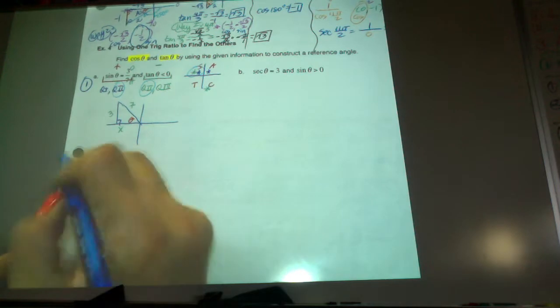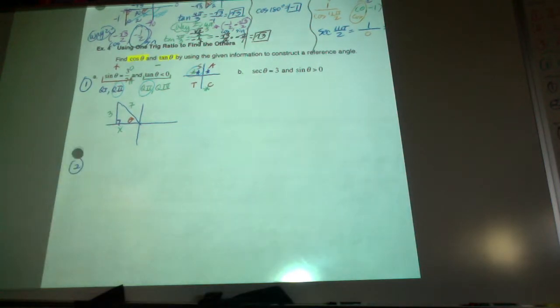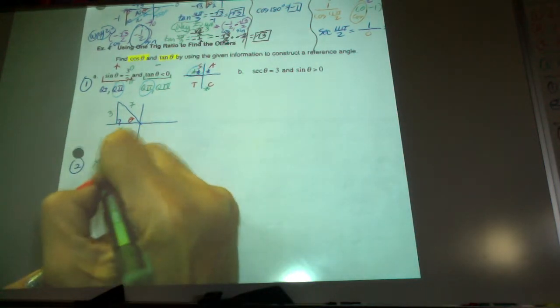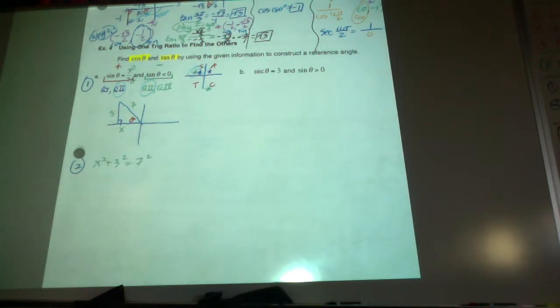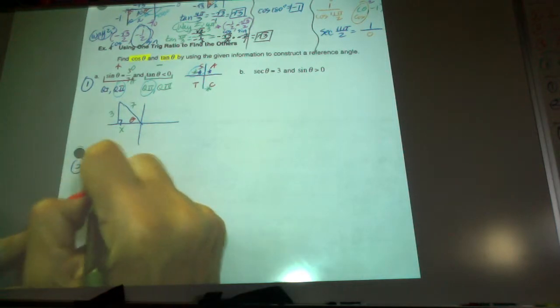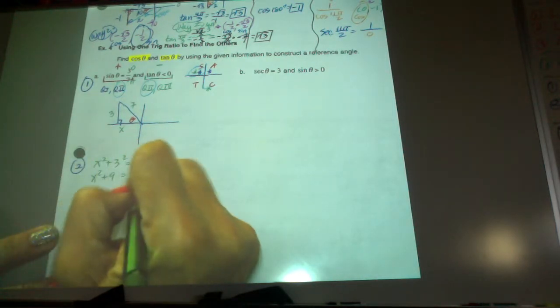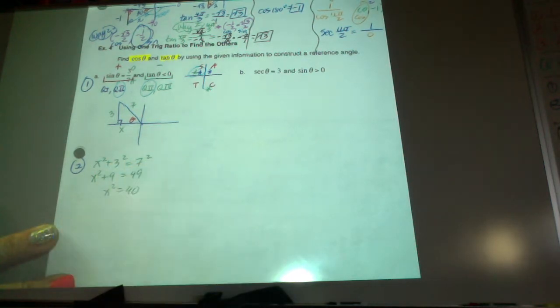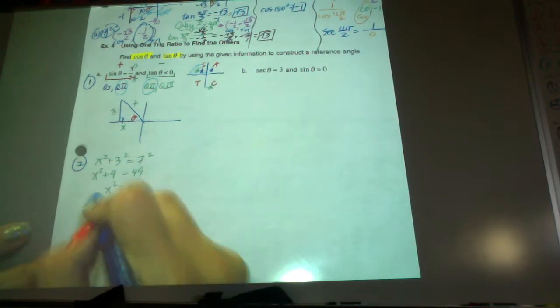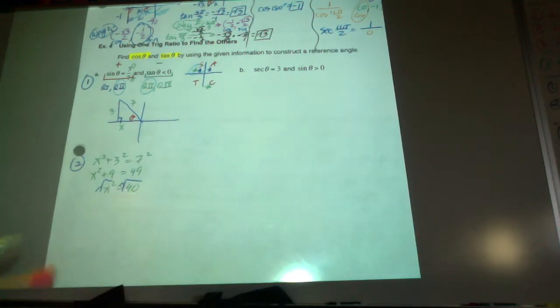And so then step 2, we've got to find x. So x squared plus 3 squared equals 7 squared. So we're back to the problems that we worked with several days ago. X squared plus 9 is equal to 49. Subtract 9. X squared is equal to 40. Take the square root of both sides.